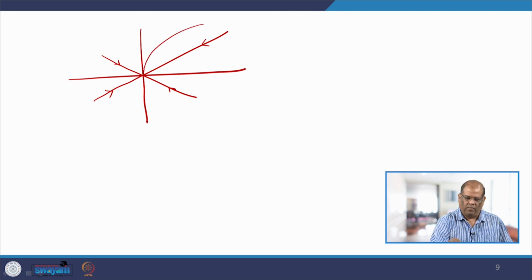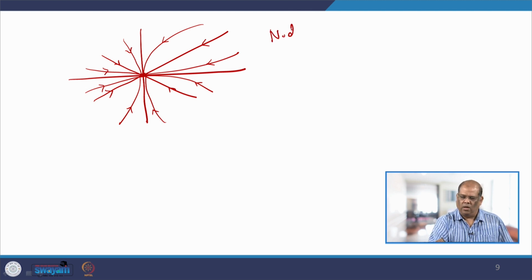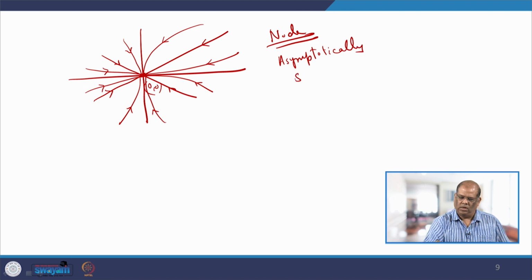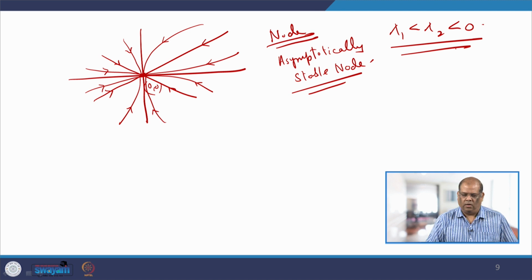So, you can just draw something like this, 1, 2, they are entering, 1, 2, they are entering, and hence this represents a node, and as you can see that they approach and enter the origin 0, 0, hence an asymptotically stable node. So, when your lambda 1 and lambda 2 are less than 0, you see that the path represents the trajectories, they become an asymptotically stable node about the equilibrium point 0, 0.